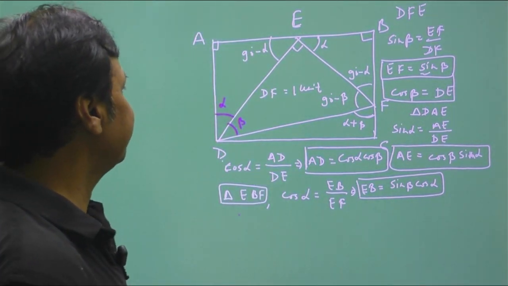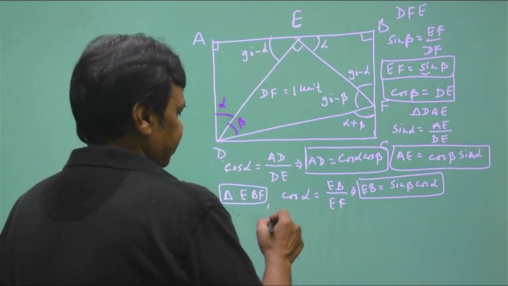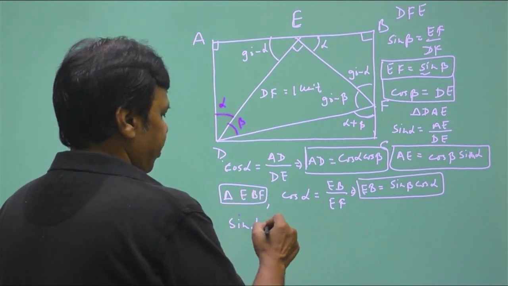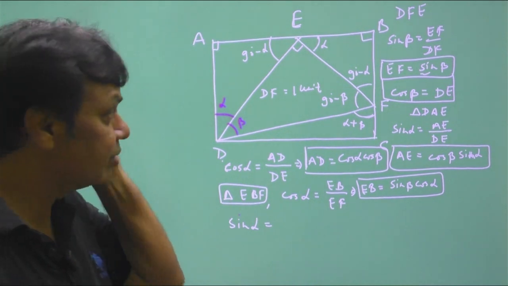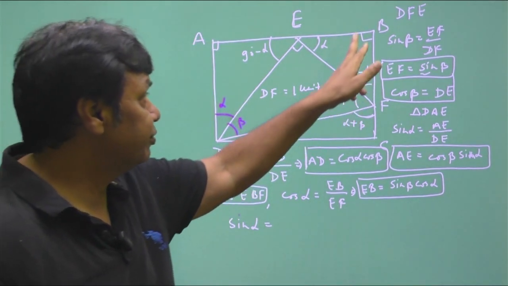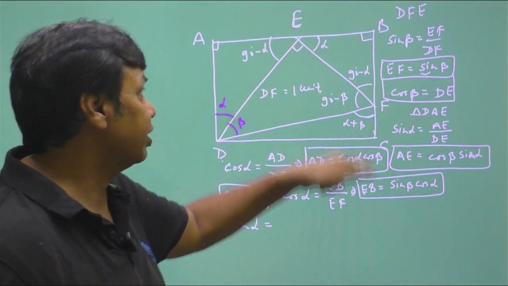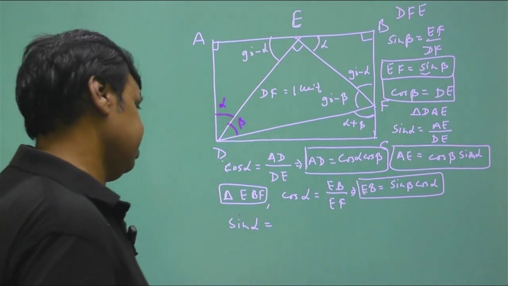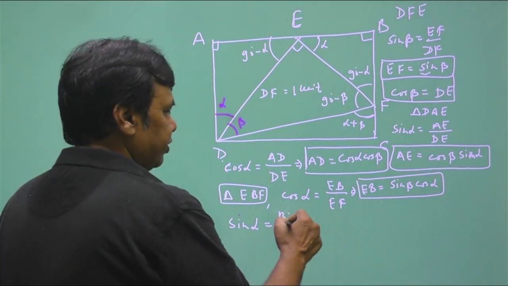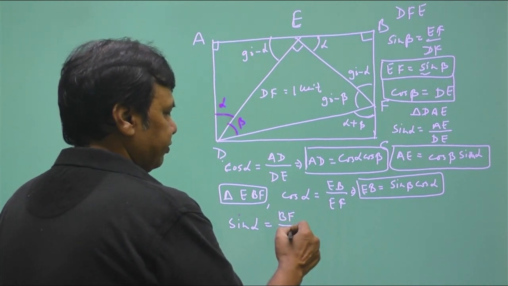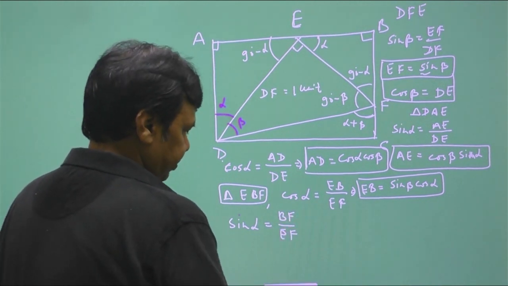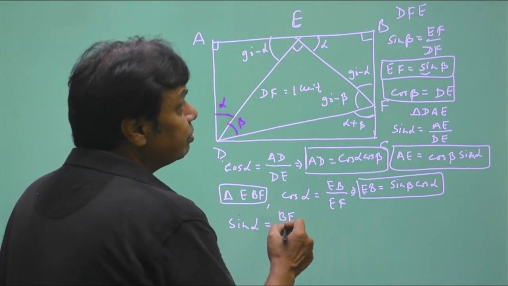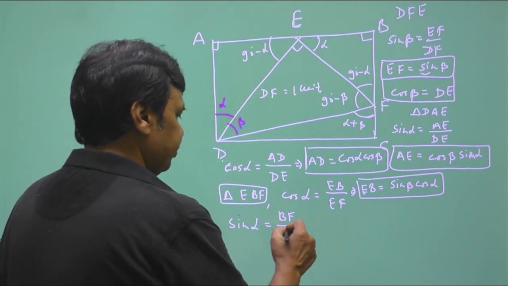And let me find one more thing. What is sine alpha in this triangle? So, I'm going to find sine alpha. Sine alpha is perpendicular upon hypotenuse, BF upon EF. So sine alpha is BF upon EF.